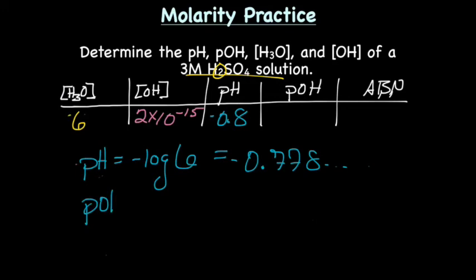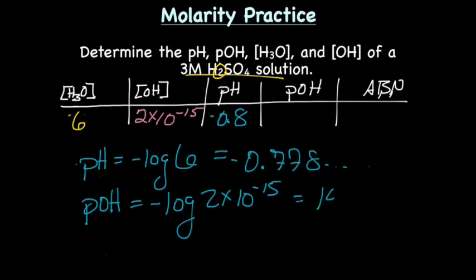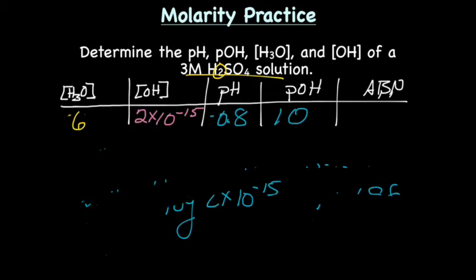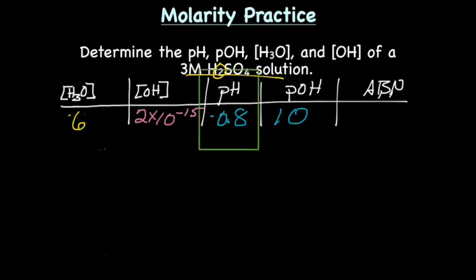And pOH is negative log of the concentration of OH, which is 2 times 10 to the negative 15th. And when we put that in, we get 14.698 and so forth. With only 1 sig fig, we'll end up with a pOH of 10. And our last bit of information is: is this thing an acid, a base, or neutral? We will use the pH to determine that, which is less than 7. So this is an acid.